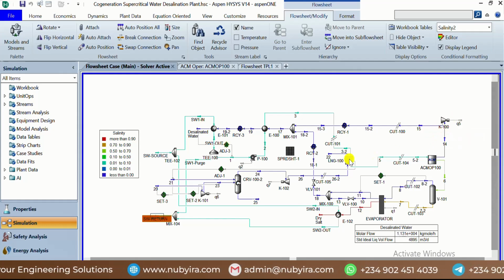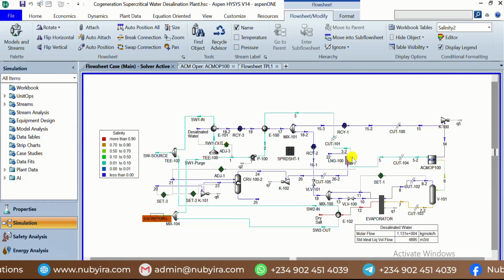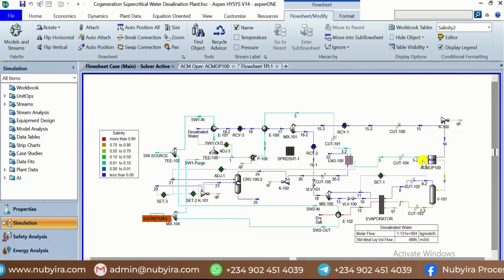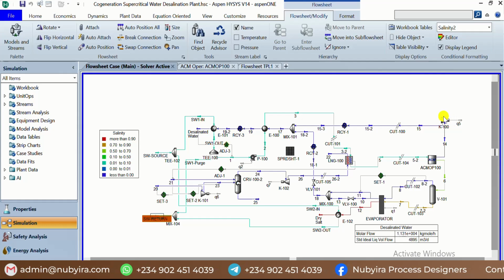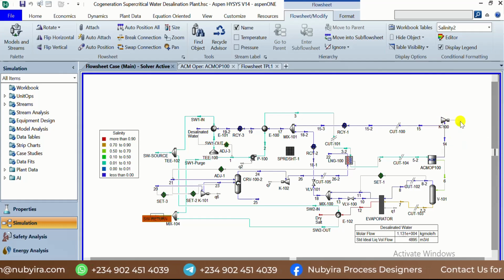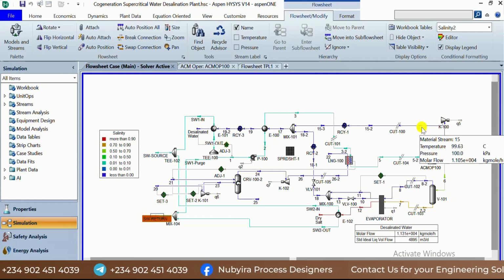Then this process, like I said, has a power plant attached to it in order to make the process more efficient. So the supercritical water that is produced is used to drive the turbine of a steam turbine, and you generate 14.88 megawatts of power from here that can be used or sold to the grid.